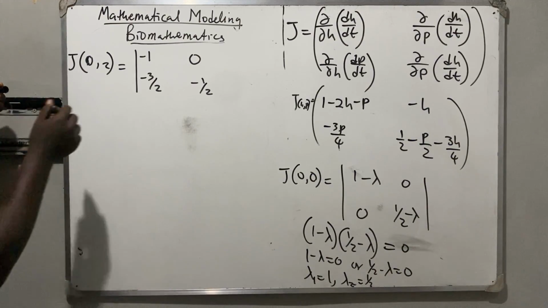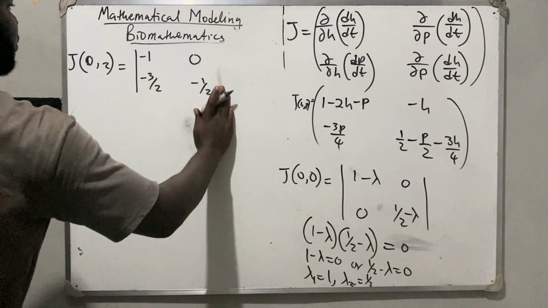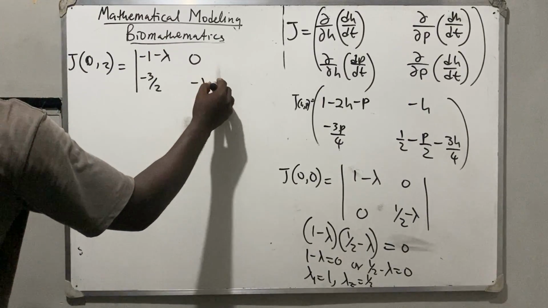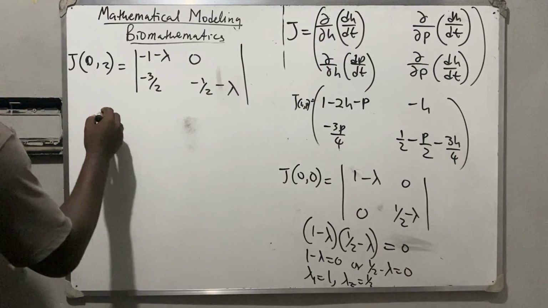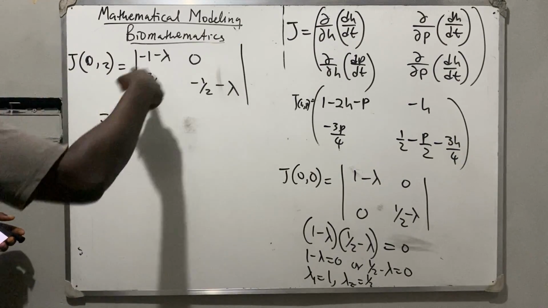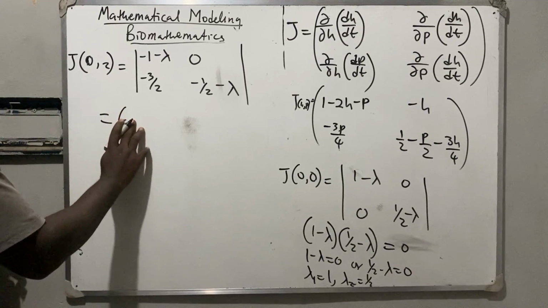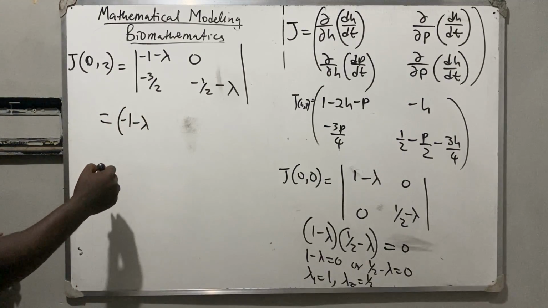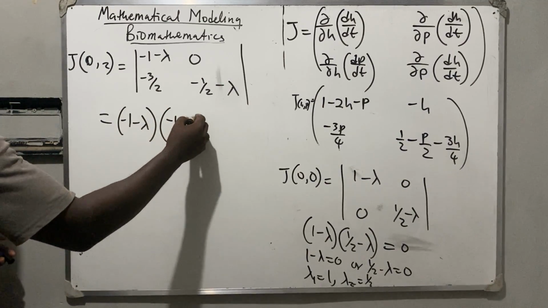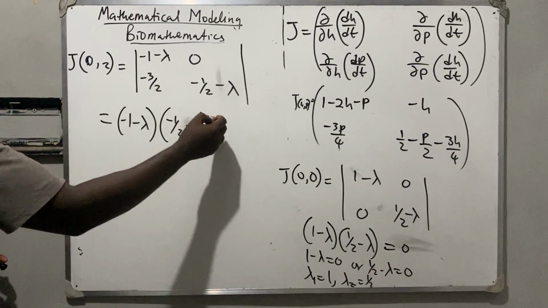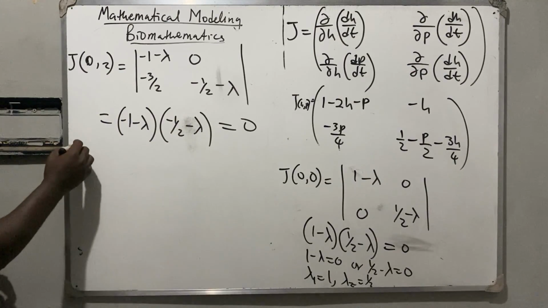Is that correct? Okay. So if you want to get our eigenvalue, we're going to have minus lambda here, and minus lambda here again. So if we do our determinant this time, we're going to have minus 1 minus lambda, and then minus half minus lambda, and this time this is equal to 0.